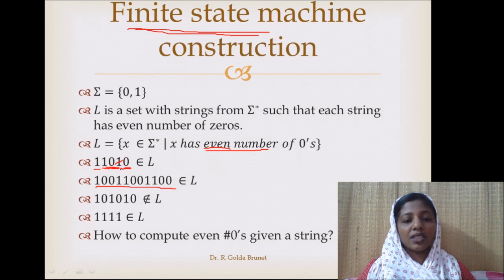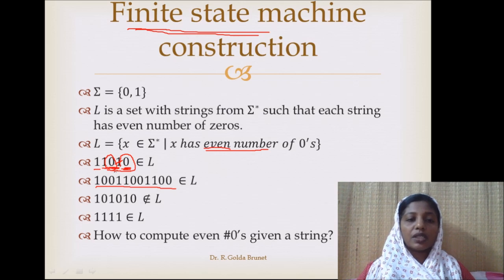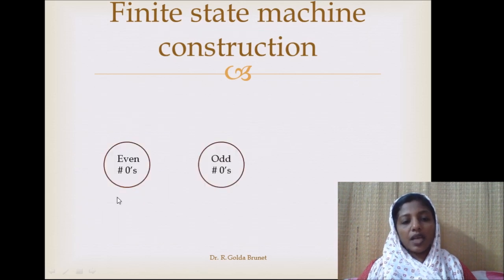And when I see another zero, I already know that I have kept in mind that I have seen an odd number of zeros. From an odd number of zeros, if I see another zero, I know that now I have seen an even number of zeros. So my state of mind has only two states. Either I have seen an odd number of zeros or I have seen an even number of zeros. We will use this design principle to design the finite state machine for this language. So to start with, I have only two states of mind: either I have an even number of zeros or an odd number of zeros. That state of mind we have represented as two states in the machine.